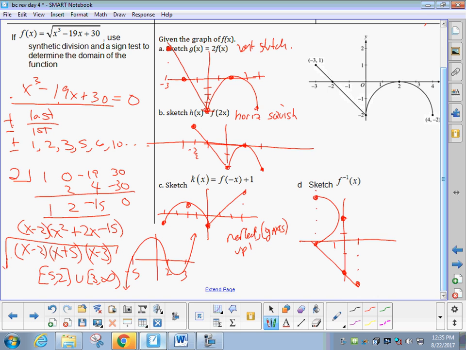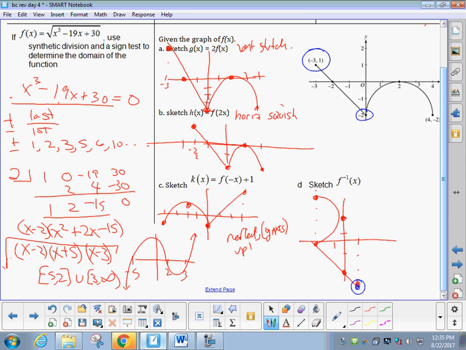Okay. Somebody who feels like they got it, tell me a good way to go about this. How do you graph the inverse? Yeah, just make a few points and switch the x and y. So for example, this point becomes 1, negative 3. So 1, negative 3, that's this point.